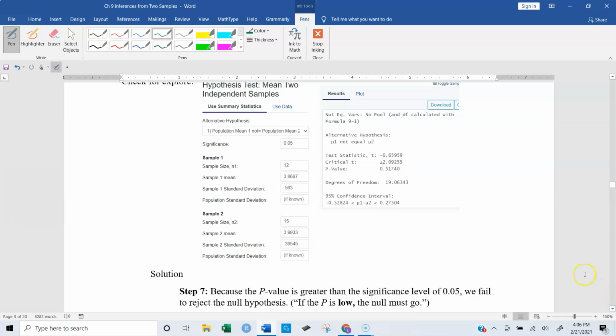All right, so here's our hypothesis testing. This is what you typed in, not equal to for our alternative, 0.05. We had 12 female, we had 15 male. We put in their mean and their standard deviation and hit evaluate. When you did this, you should have gotten a test statistic of negative 0.65959, your critical t of plus or minus 2, your p-value of 0.51740, degrees of freedom was calculated by StatDisk, the hard way, and our 95% confidence interval is right here, which does include 0.